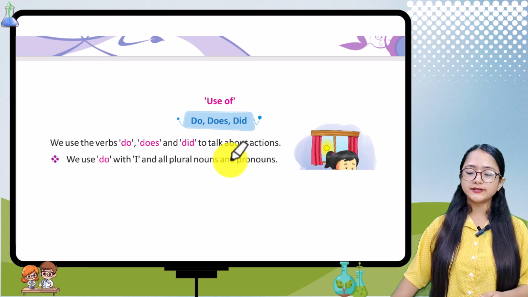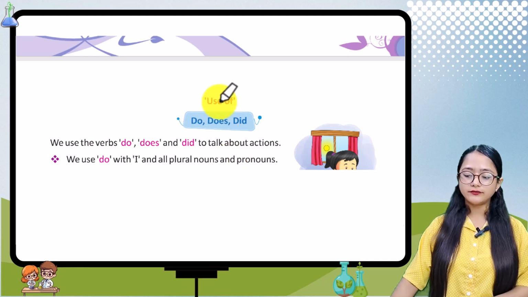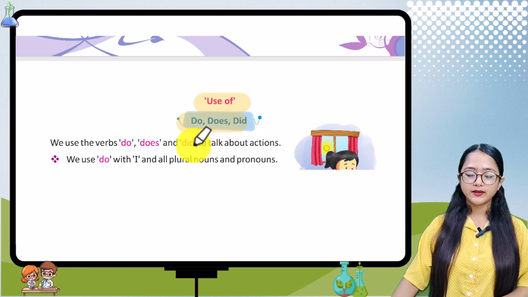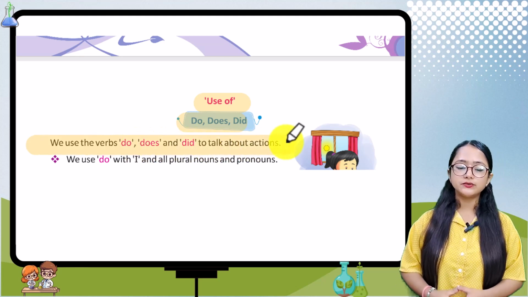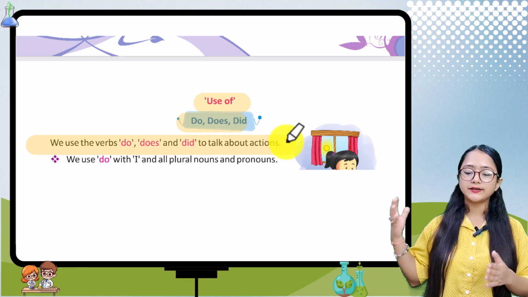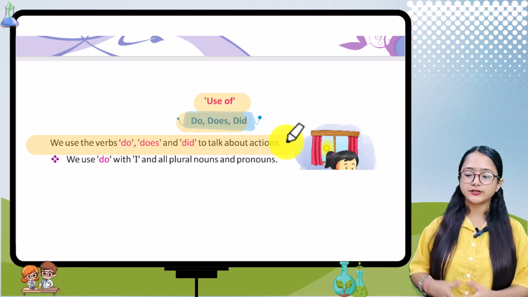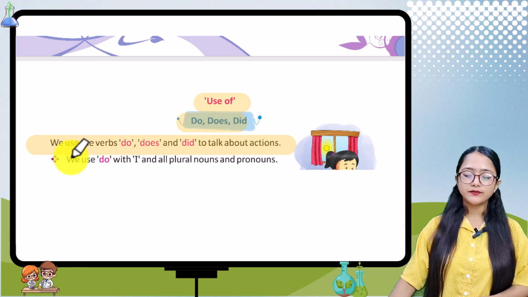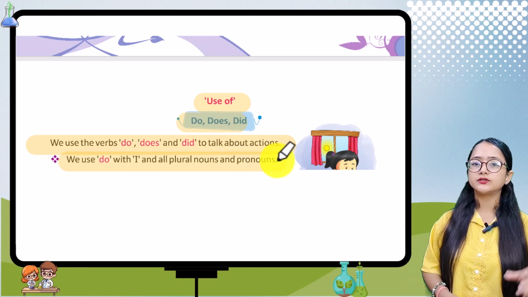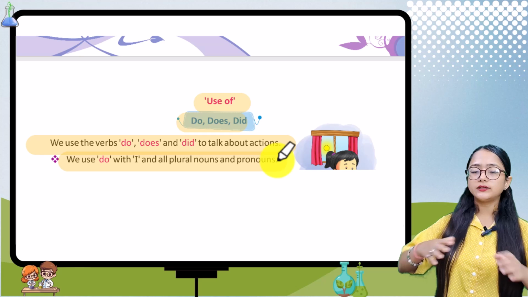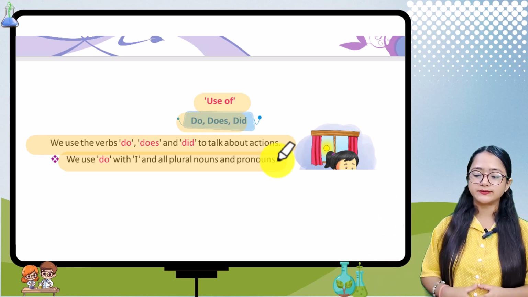Now students, let's talk about the use of do, does, did. We use the verbs do, does and did to talk about actions. First point, we use do with I and all the plural nouns and pronouns.